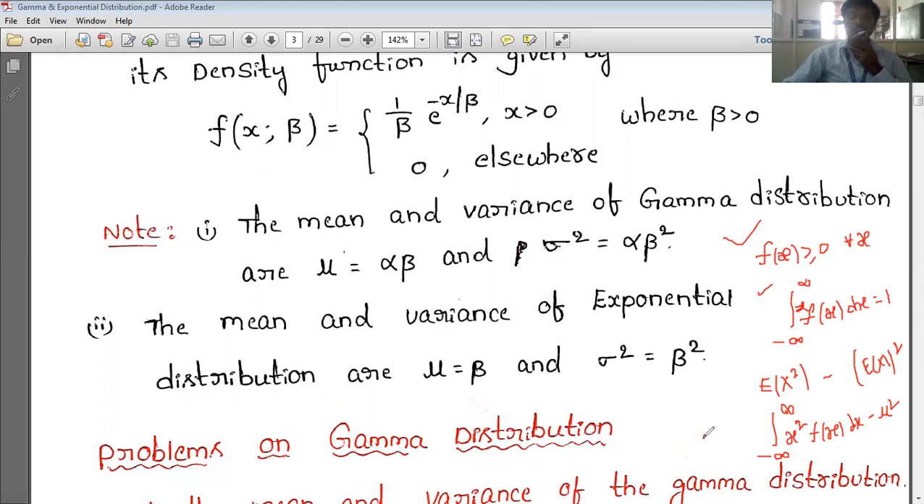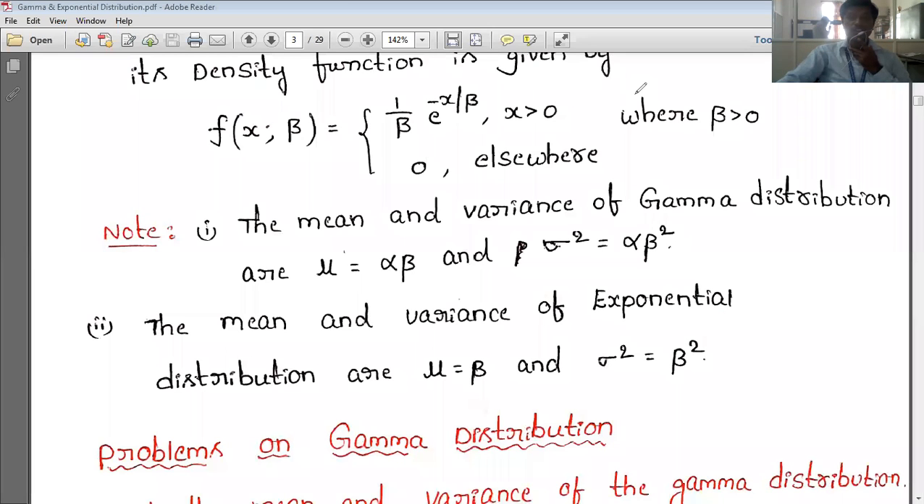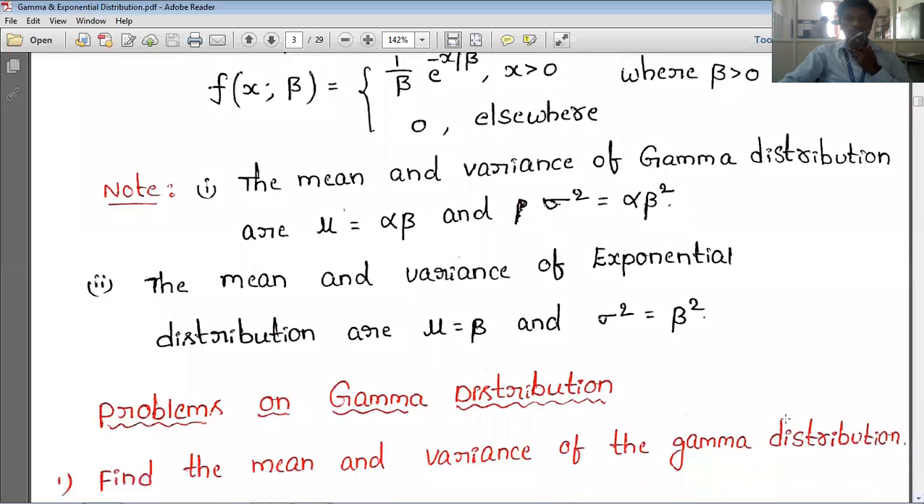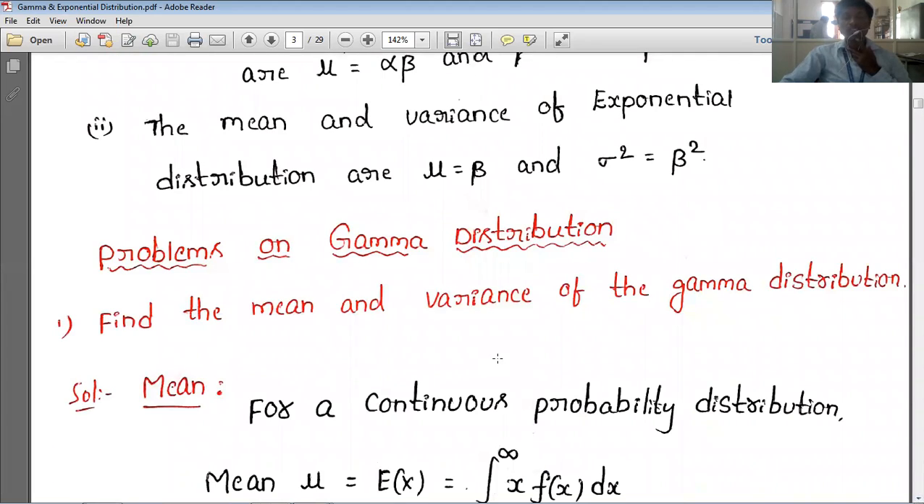We represent variance as sigma square or V of x or variance of x, and the mean we can simply write as mu. So mu is equal to this and variance is equal to sigma square. These two we can calculate by using these formulas for continuous random variables. Okay, so that one only we are going to prove now. So first, find the mean and variance of the gamma distribution. We are going to calculate the mean and variance of the gamma distribution.